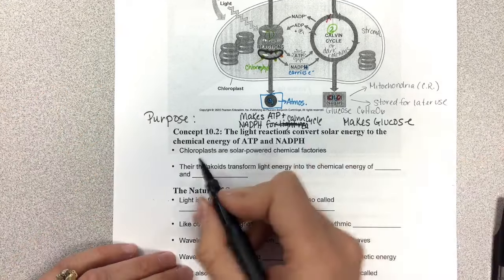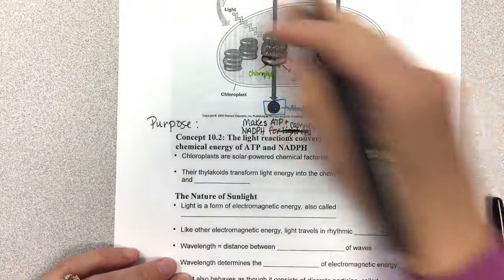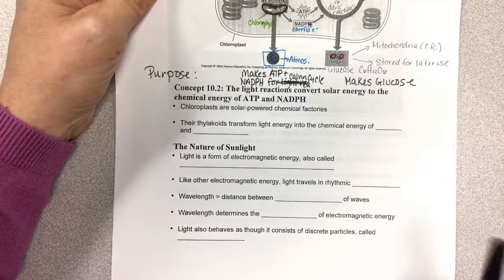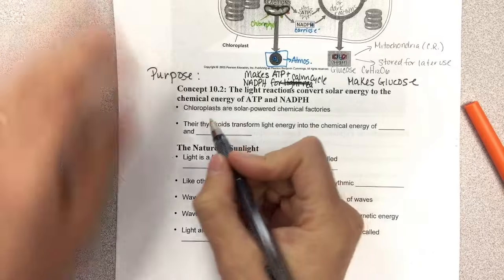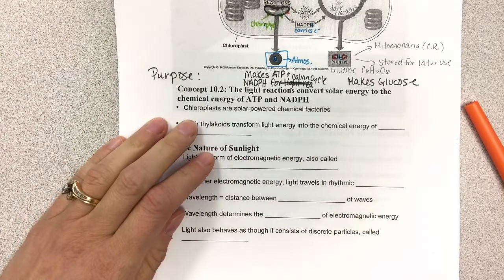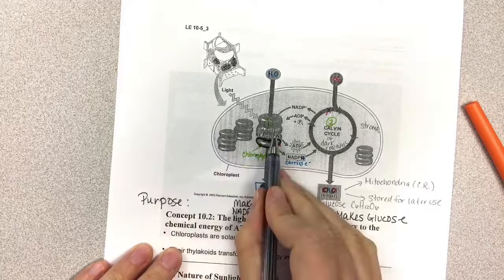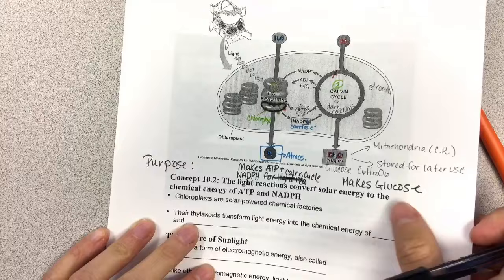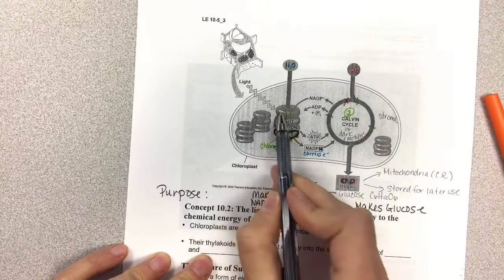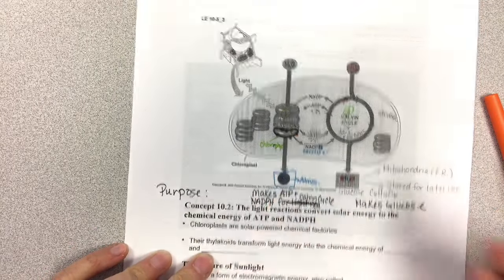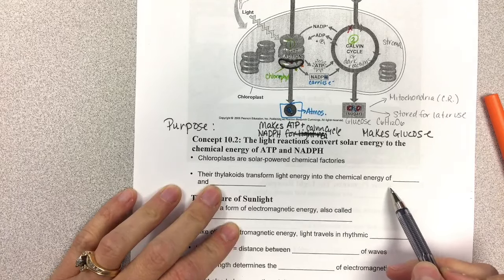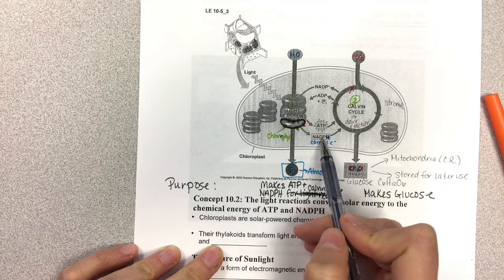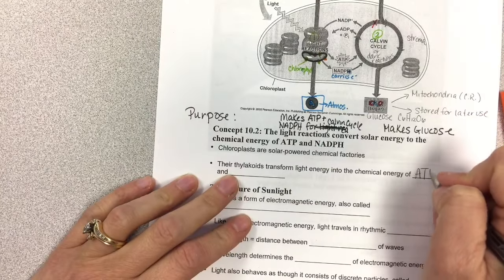All right, so we're going to start to look now more in depth now that we have this big picture of the light reactions. Okay, so if we look at the introduction, all right, so chloroplasts are solar-powered chemical factories. Solar-powered because of light, chemical factory, it's producing glucose. Their thylakoids transform light energy, here's the light energy, into the chemical energy of what 2 molecules do we get that has energy? ATP and NADPH.